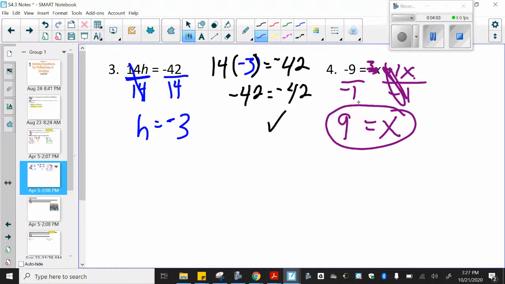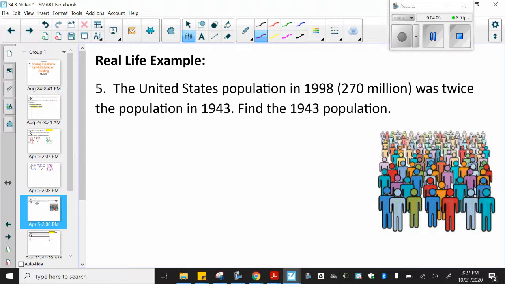All right? These are tough here. Let's keep going. Real life examples. The United States population in 1998, 270 million, was twice the population in 1943. Find the 1943 population. Let's call that P. We're going to call 1943 population P. So we're saying that 1998 was twice 1943.